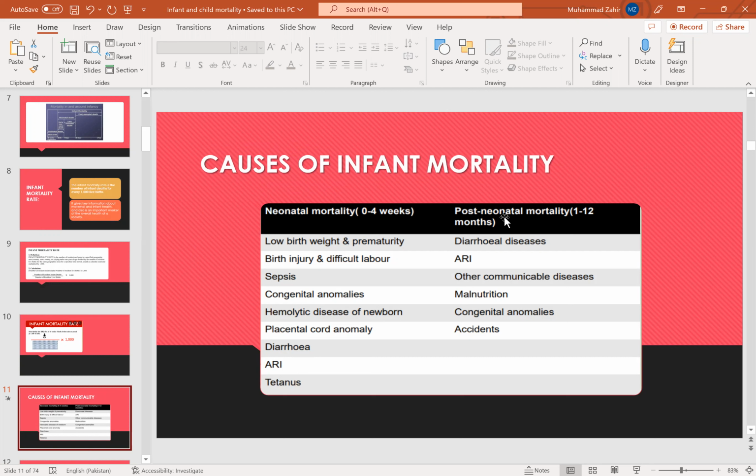As far as postnatal mortality, which is from the first month to 12 months, the causes are mainly diarrheal diseases, acute respiratory infections, other communicable diseases, malnutrition, congenital anomalies, and accidents.